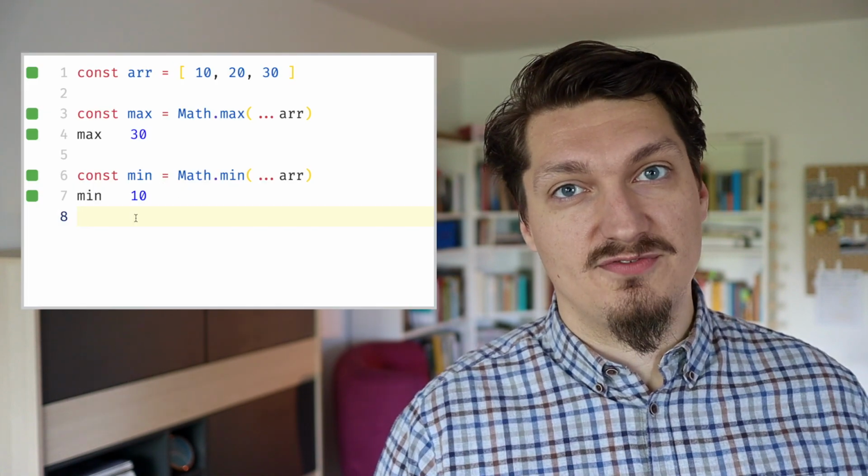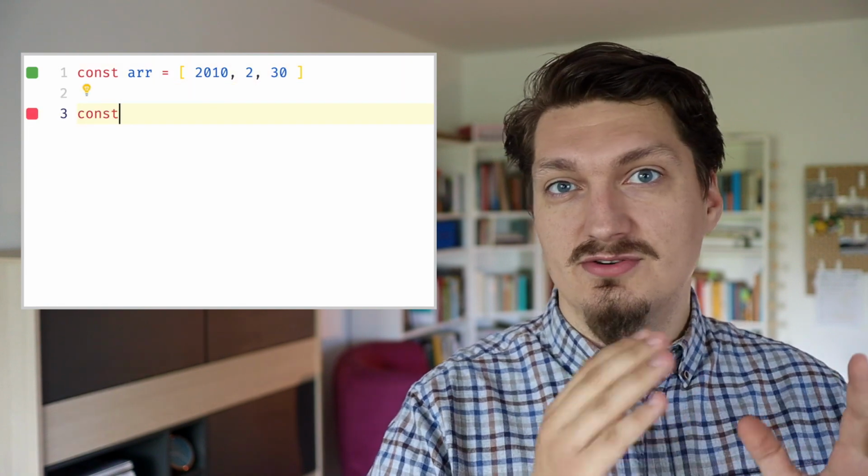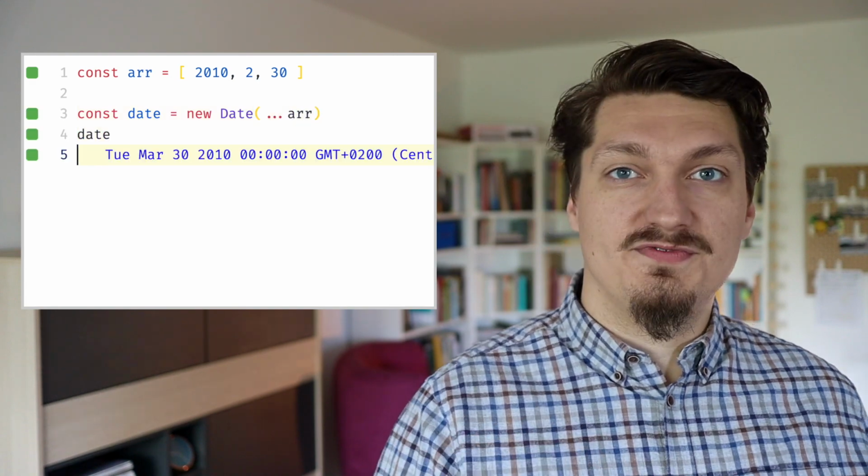You can even spread arguments to a constructor, and that's something that was very, very difficult in the past. So take, for example, a date. You have an array which includes a year, month, and a day, and you want to create a new date object. Now with the spread operator, that's rather easy.